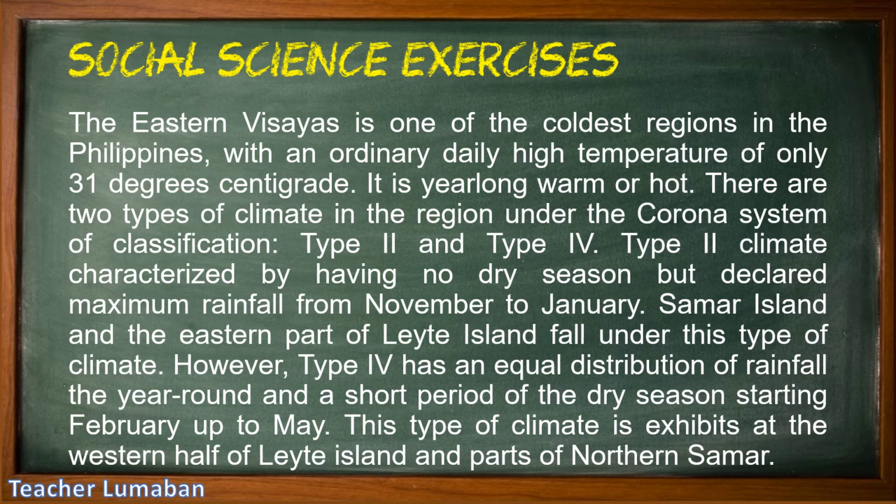There are 2 types of climate in the region under the Corona system of classification, Type 2 and Type 4. Type 2 climate is characterized by having no dry season but a maximum rainfall from November to January. Samar Island and the eastern part of Leyte Island fall under this type of climate. However, Type 4 has an equal distribution of rainfall the year round and a short period of dry season starting February up to May. This type of climate is exhibited in the western half of Leyte Island and parts of northern Samar.